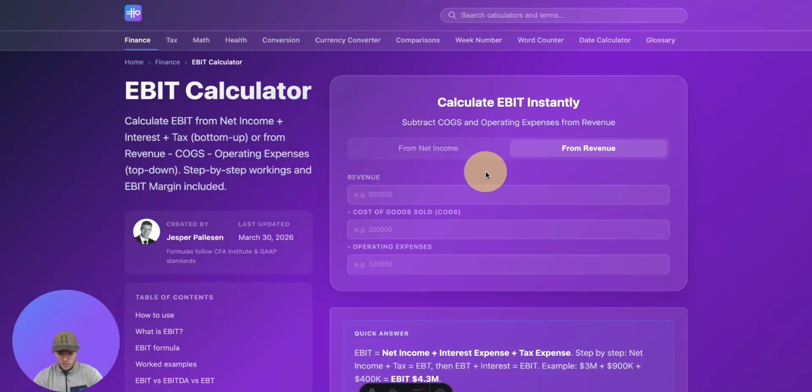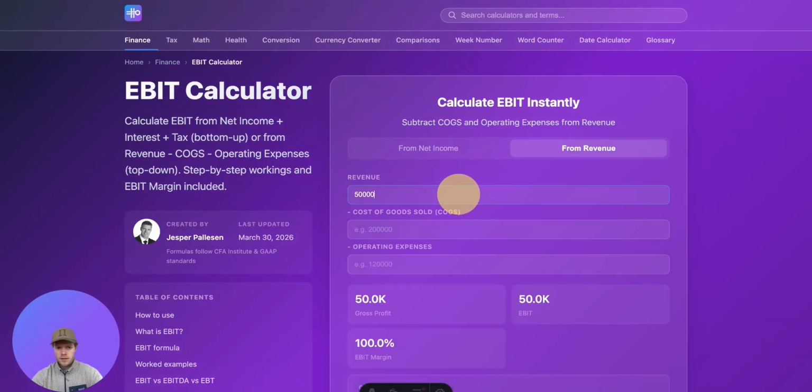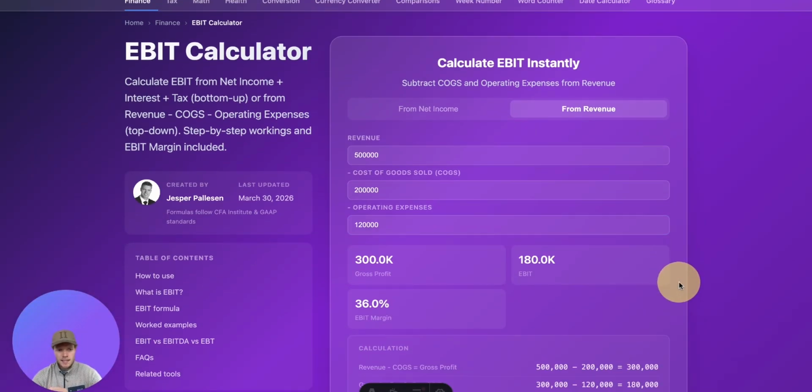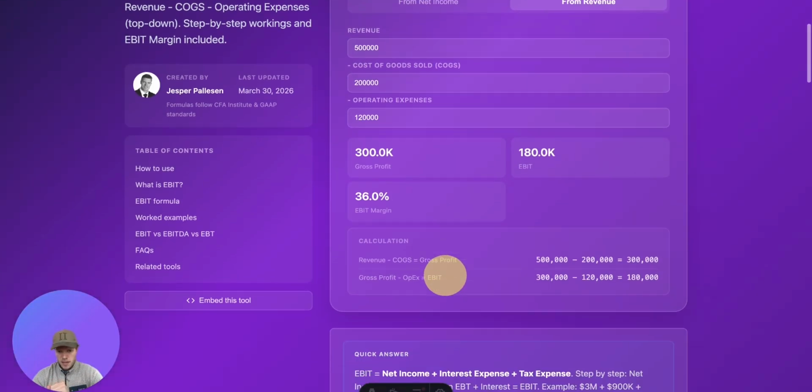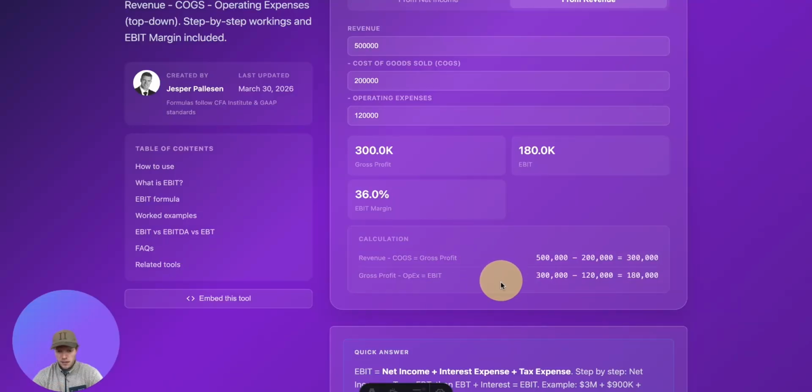So let's do an example here. Let's just do the from revenue model. Let's say we have 500,000 revenue, and our COGS is 200,000. Operating expenses is 120,000. So that leaves us with an instant result of 300K gross profit, an EBIT of 180,000, and the EBIT margin puts us at 36%. Down below here, we have the exact calculation to see how we calculate both.